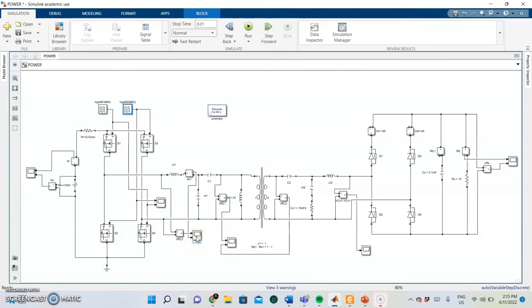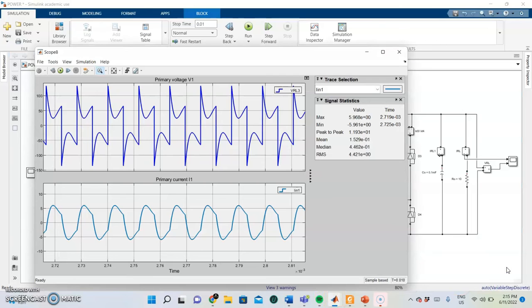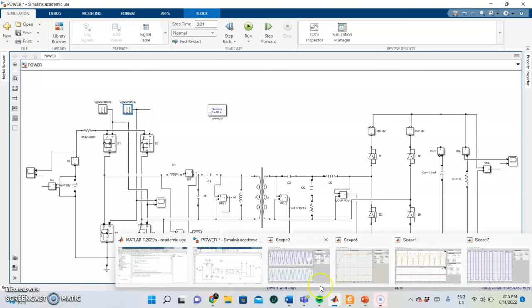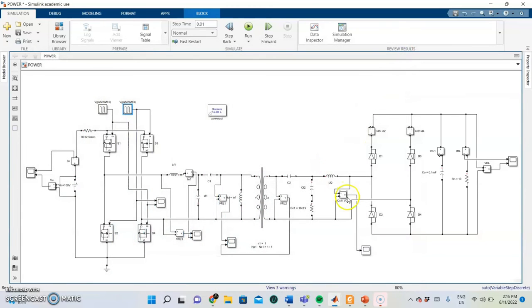-5 seconds. On the other hand, by using scope 8, we get to observe the primary voltage V1 and the primary current that goes through the inductor ILF1. Then using scope 2 here, we can see that the waveform has been smoothened and a perfect sine wave is produced after passing through the capacitors CF1 and C1.